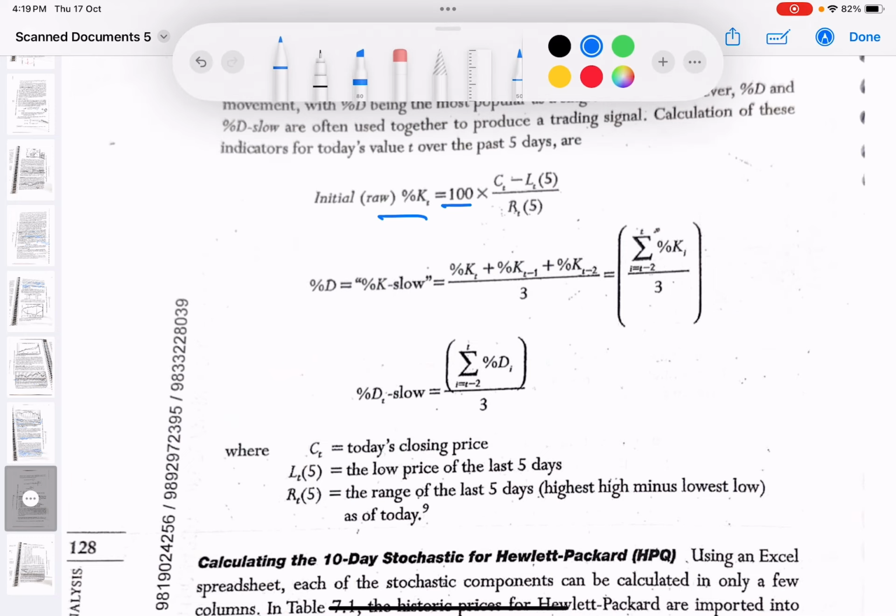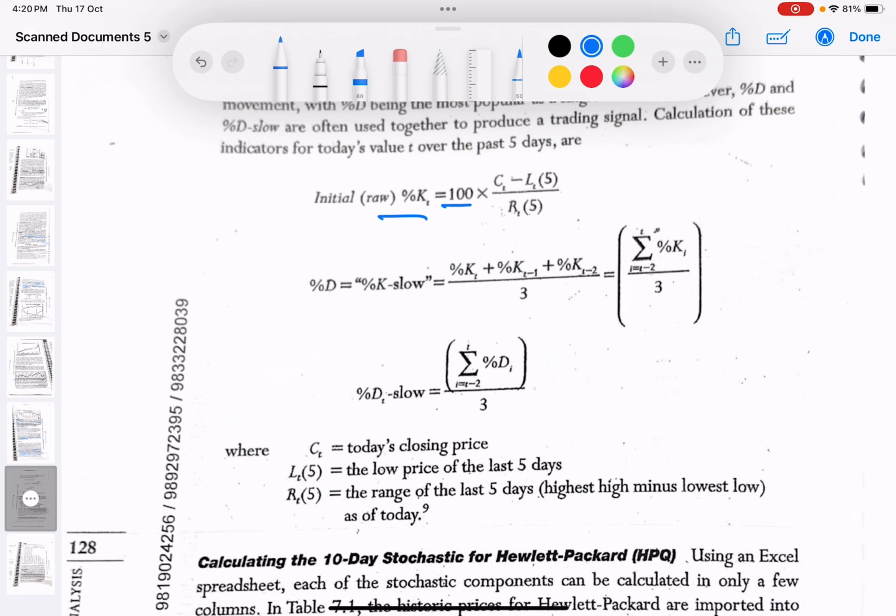K% is 100 multiplied by today's closing price minus the low of the last 5 days, divided by R5, which is the range of the last 5 days. Whenever I talk about the range of the last 5 days, range is basically the high price minus the low price. So how are you going to calculate the K%? K% is going to be 100 multiplied by the closing price of today minus the low of the past 5 days, divided by the range of the last 5 days. This is the K%.